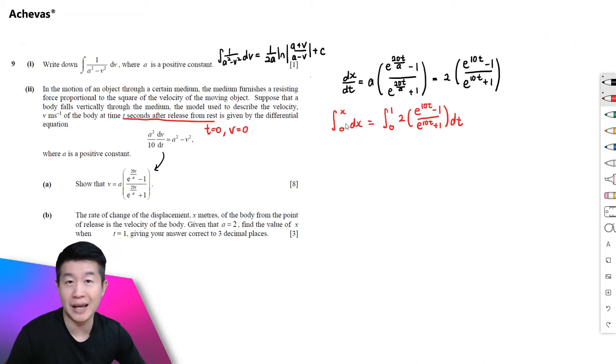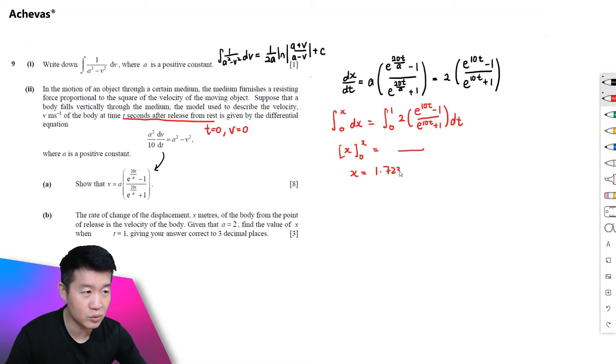On the left hand side, it's just going to be x, from 0 to x. On the right hand side, you just press it into your GC. Then on the left hand side, you're just going to get your x because the other one is 0. And this is going to give you 1.723, which is actually the answer for this.